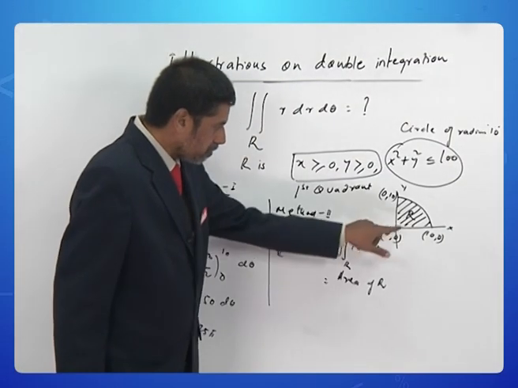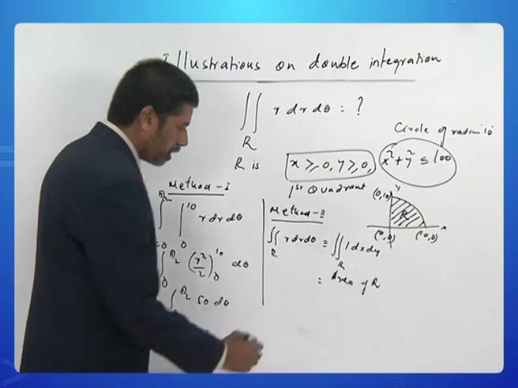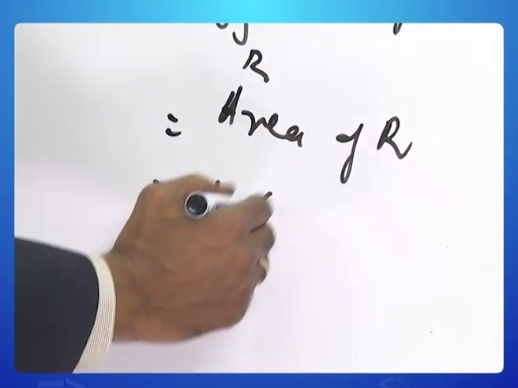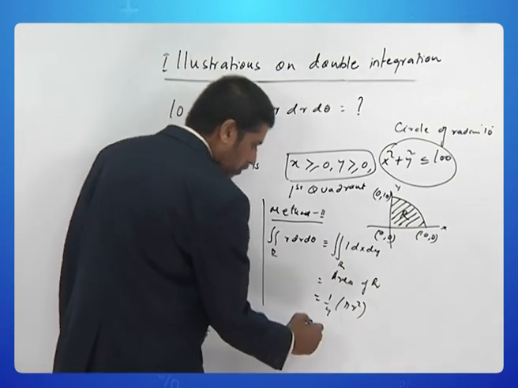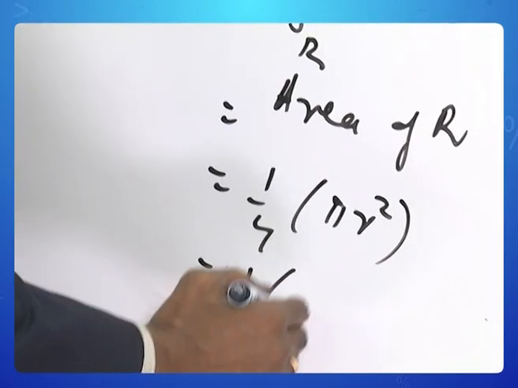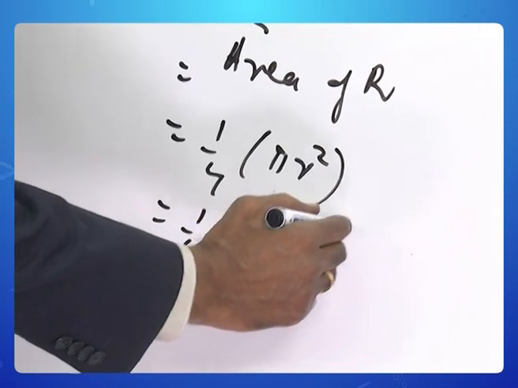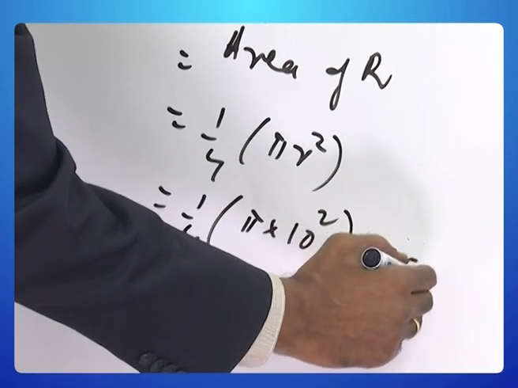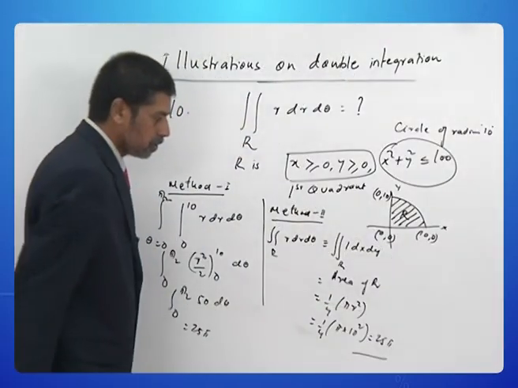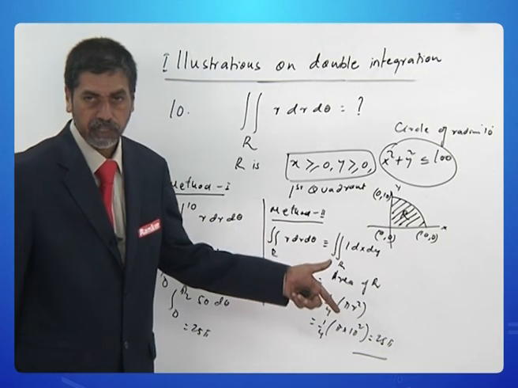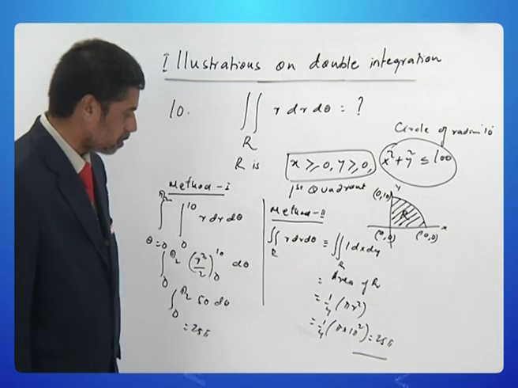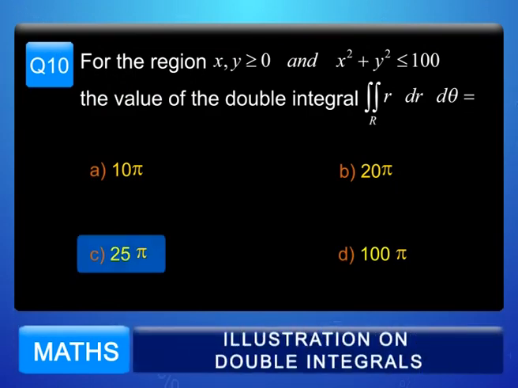Area of R means area of this region. So it is nothing but 1/4 pi r square, where r is equal to 10. So 1/4 into pi into 10 squared. So that's the same as 25 pi. So whether you innocently proceed or proceed intelligently, you will get the same result. So 25 pi is the correct answer, and the correct option for this problem is C.